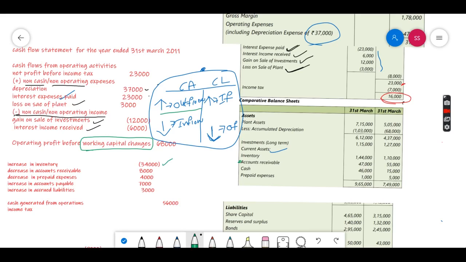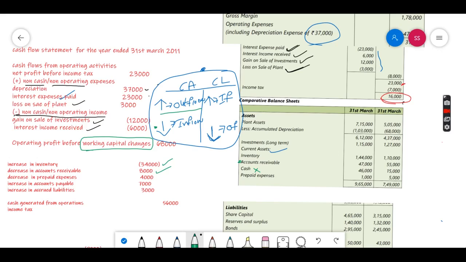Next one is accounts receivable. Accounts receivable was 55,000. Now it has decreased to 47,000. So that means a decrease in current assets, so it's an inflow. How much decrease? 55,000 minus 47,000 is equal to 8,000. And then cash we don't consider here, even though it is a current asset, because we will add that in the last, so we don't consider it here.